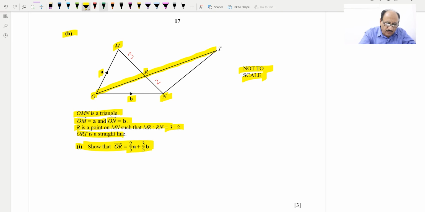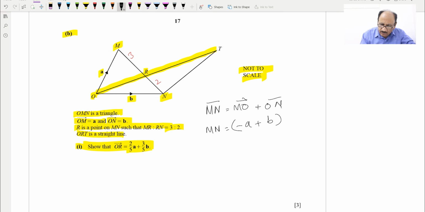Then we have to show that OR is equal to this one. So first of all, we will calculate MN because we don't have MN. So we will write MN vector is equal to, we'll take MO, the route we are taking, we'll write here MO plus ON, this will be our route, and this will be minus a plus ON is b, so minus a plus b, this will be our MN value.